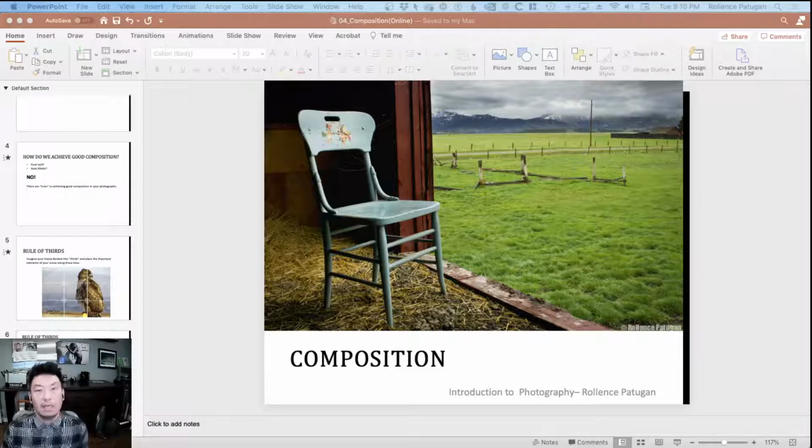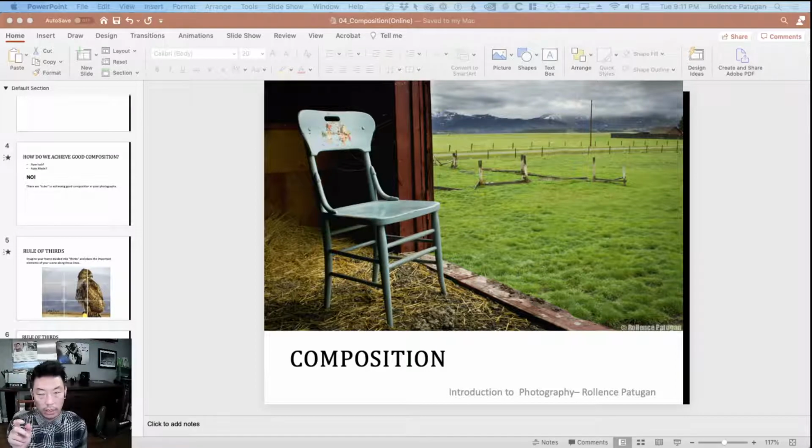Composition. Composition is the placement of objects in a work of art. Specifically in photography, it is the arrangement of these elements within your frame, within your viewfinder. When you put your camera up to your eye and you look through the viewfinder, where are you pointing your camera?